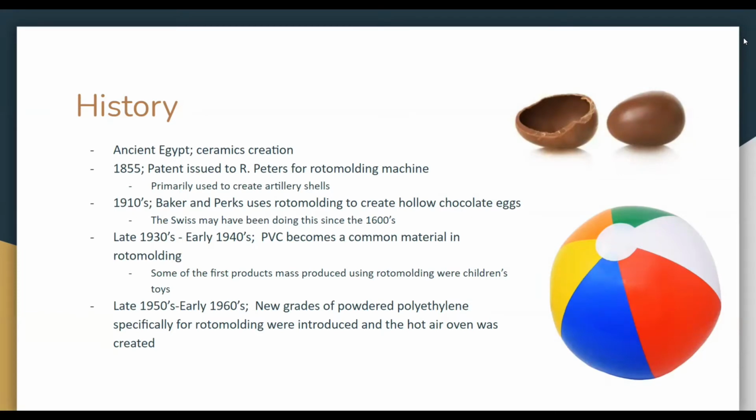In the late 1930s or early 1940s, plastic became the most common material used with rotomolding. Some of the first products that were created using this method were children's toys. The late 1950s and early 1960s, though, could be considered the true birth of modern rotomolding. At this time, new grades of powdered polyethylene and the hot air oven were introduced. These technologies remain important to modern rotational molding.